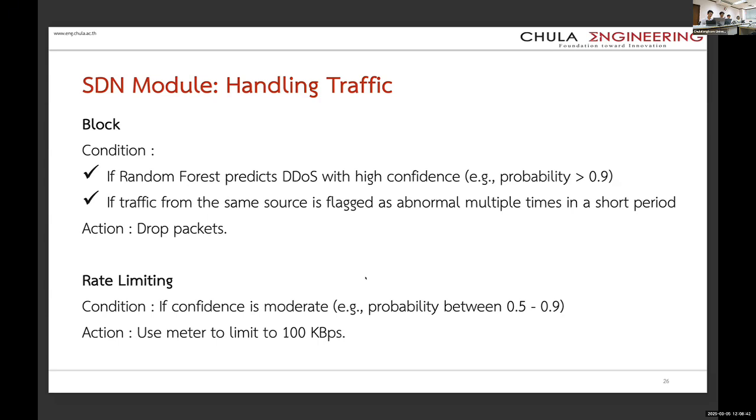And for rate limiting, we create this scenario to reduce the error from blocking. The condition is when the confidence is moderate, for example a probability between 0.5 and 0.9. And for the action, we will use a meter to limit the flow traffic to 100 gigabit per second.